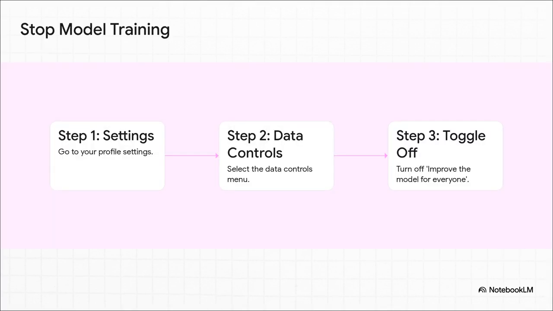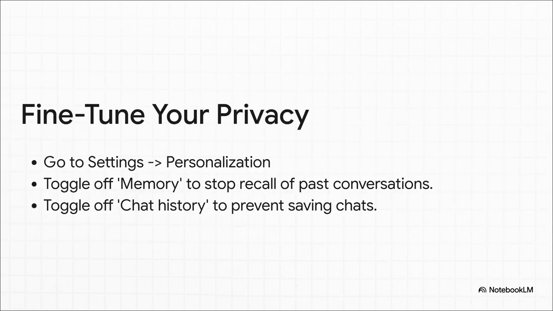But what if you want a more permanent privacy shield? Well, you can stop your chats from being used for model training altogether. It's super simple, just 3 steps in your settings. You go to Data Controls, and you just toggle off the option that says Improve the model for everyone. Boom, done. Really, this all comes down to finding the right balance for you.